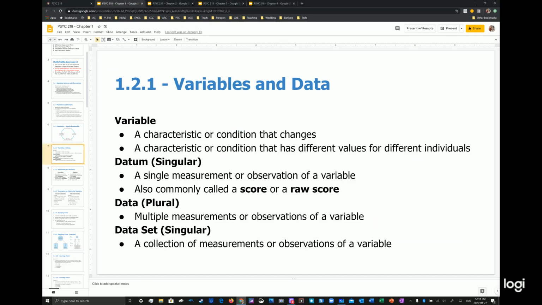Okay, next slide. So now that we have distinguished between population and sample, the next thing we want to look at is variables and data. Think variable here as sort of the question we ask about people, and the data is the answer that we get about those questions.